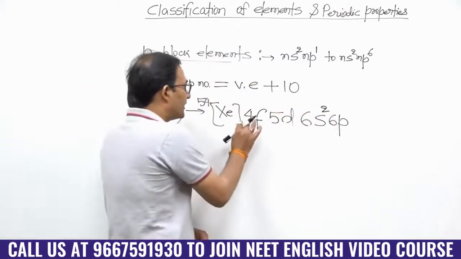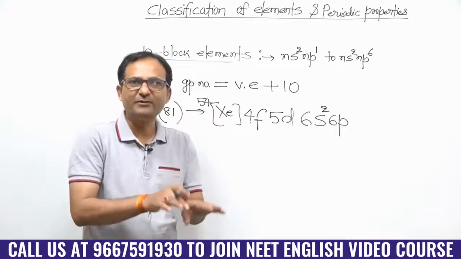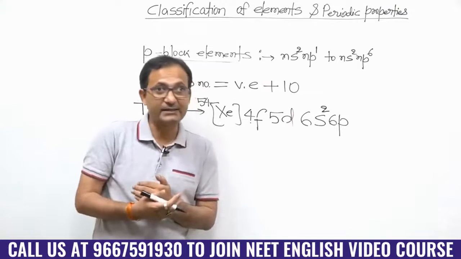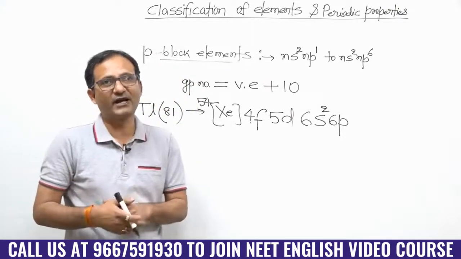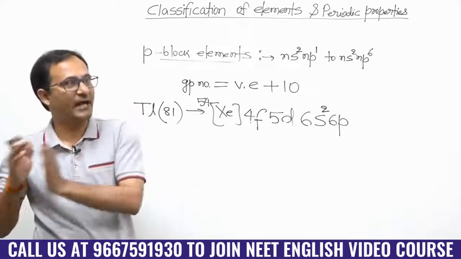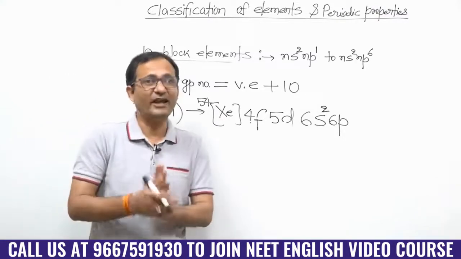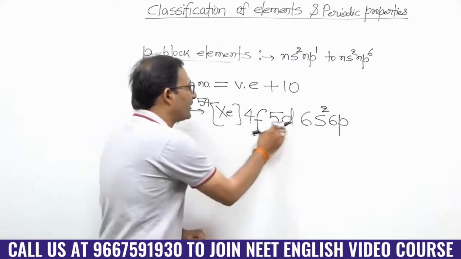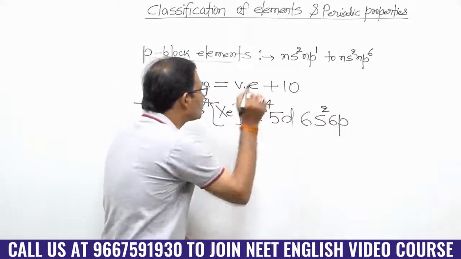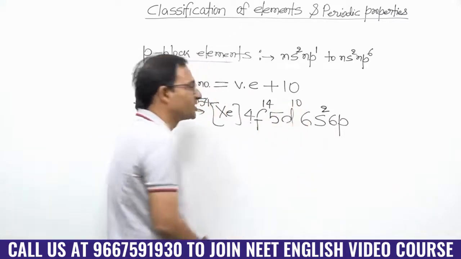Now 4f, 5d and 6p subshells have the same value of n plus l, and as I had discussed earlier, in case of multi-electron species, if the subshells have the same value of n plus l, then that subshell will have lower energy which has lower value of n. So among 4f, 5d and 6p, 4f has the lowest energy and therefore it should be filled up with 14 electrons. After that 5d will get 10 electrons.